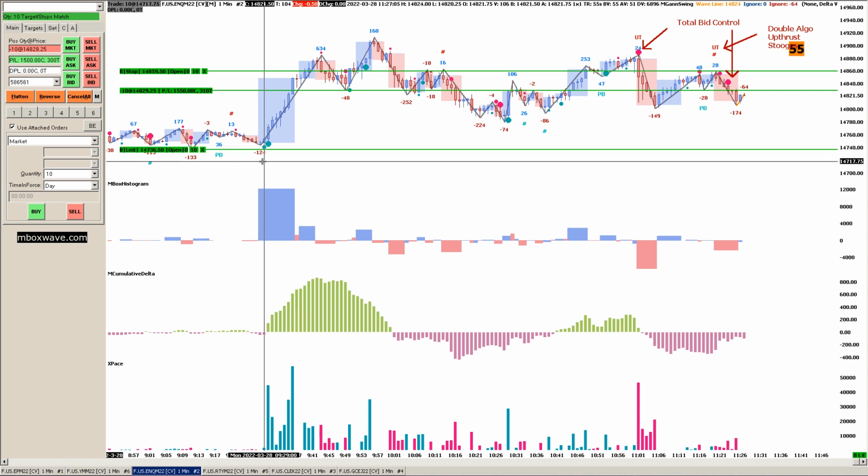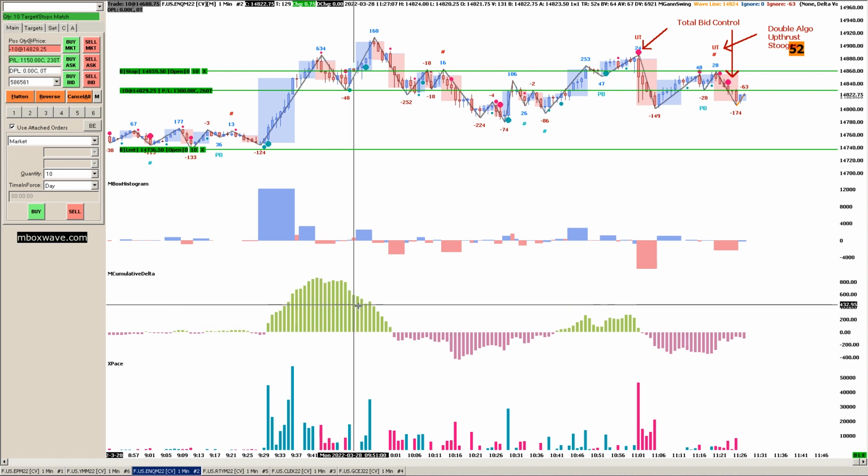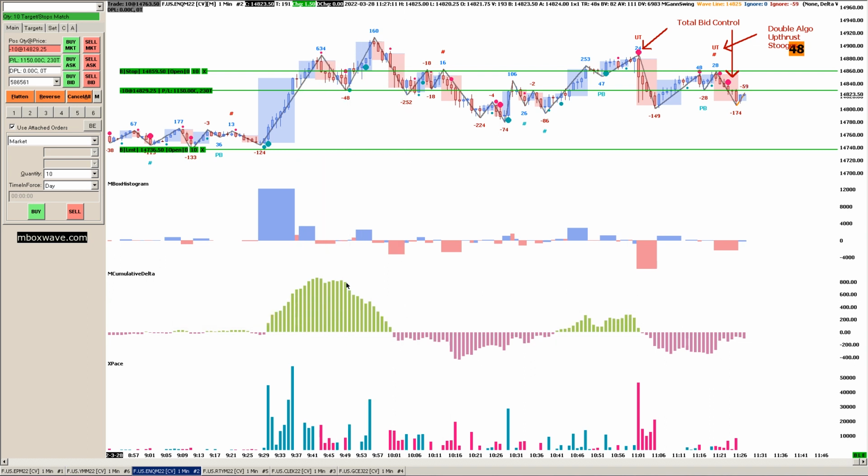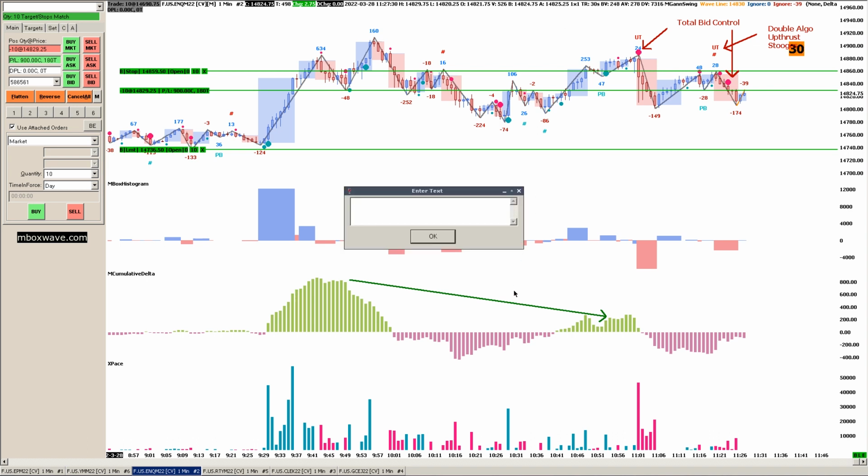So the market's opened around here. There's quite a bit of demand here, and we see that the demand diminishes here, the overall. This MBox delta needs to be read as overall accumulation, distribution, or overall supply and demand. So the overall demand has diminished.